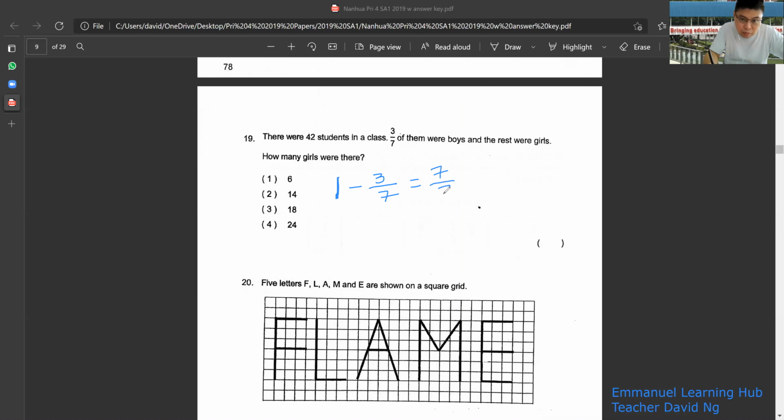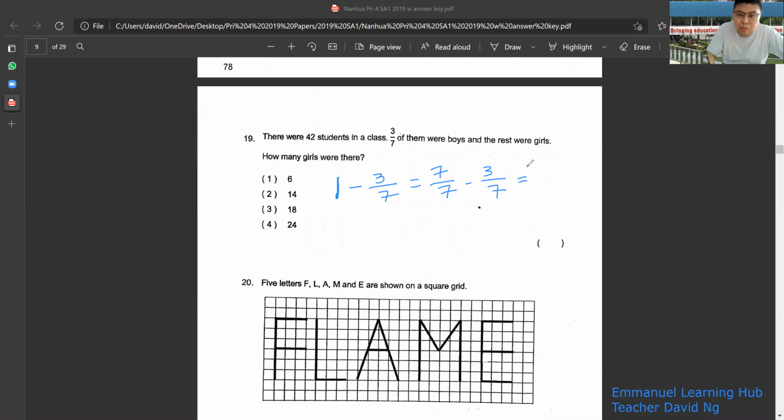3 over 7 is the boys. Another way to express one whole is 7 over 7. You know why 7 over 7? Because the denominator here is 7. I want to create a fraction where the denominator is 7. So instead of using 42 over 42, I use 7 over 7. Understand?